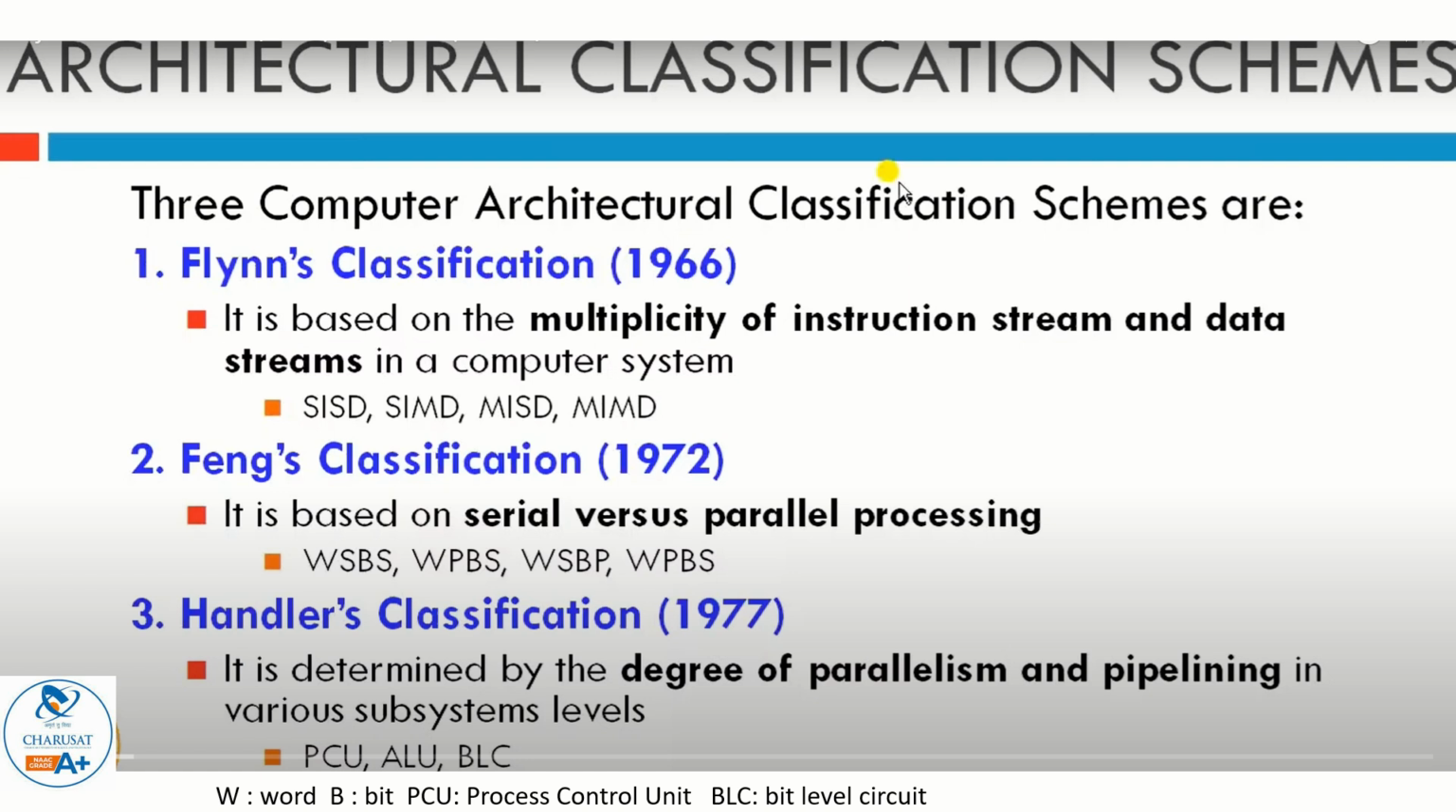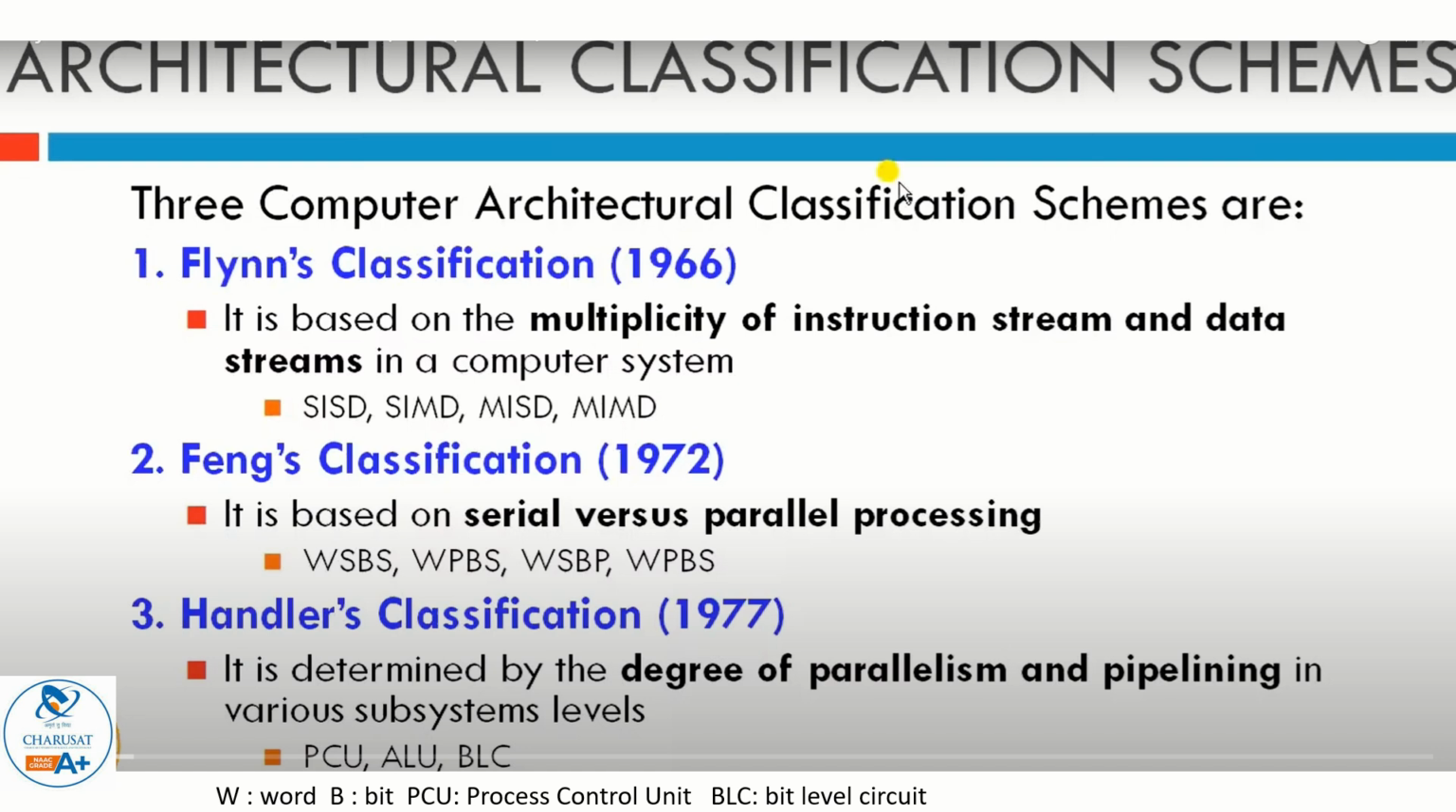The second one is Feng's classification, 1972. It is based on serial versus parallel processing: WSBS, WPBS, WSBP, and WPBP. Here W means word, B means bit, S means serial, and P means parallel.